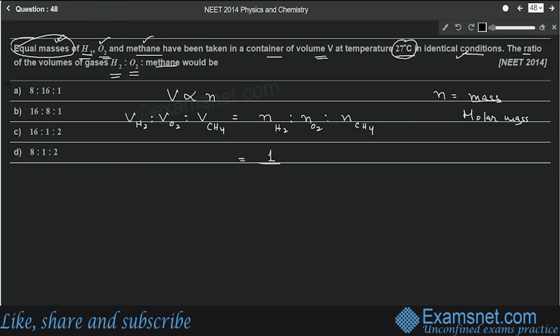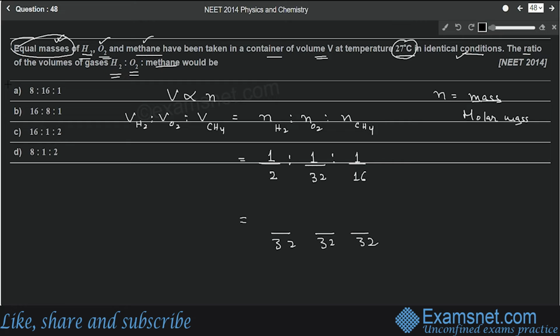So 1 by, what is the molar mass of hydrogen? It is 2. Then for oxygen, the given mass we have assumed is 1 and the molar mass is 16 into 2, that is 32. And for methane, given mass is 1 and the molar mass is 16. Okay. Now the answer we are getting is in fraction. So in order to simplify it, let's take the LCM of the denominator. So it will be 32 for all. Denominator will become 32 for all three.